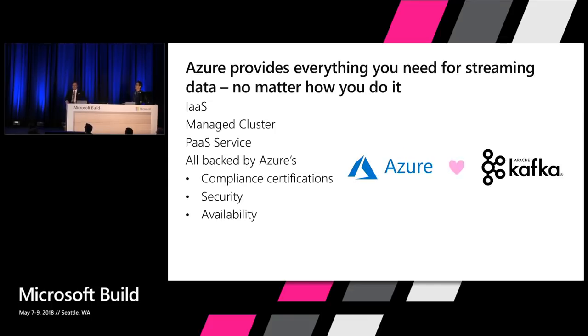And our whole point there is that all of this is backed by Azure's compliance and certifications and security and availability. So this is the kind of capability we're trying to bring to you to make it easy to do the data streaming that we talked about. So if you're interested in Kafka, try it out, either HDInsight or on IaaS or with the Kafka protocol head on Event Hubs, and let us know what you think. We are going to take questions for a little bit of time now.